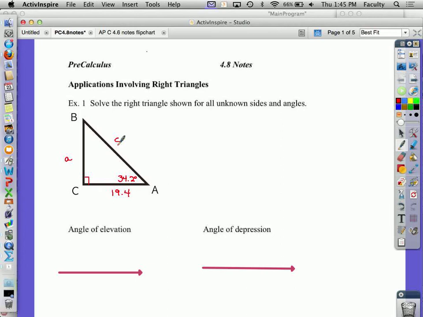Does anybody remember from Algebra 2, what does it mean when a problem asks you to find or to solve the triangle? What's that mean in general? All the angles and sides. Yeah, find all the angles and sides that you don't know, okay? That's what it means. So, angle C is 90.